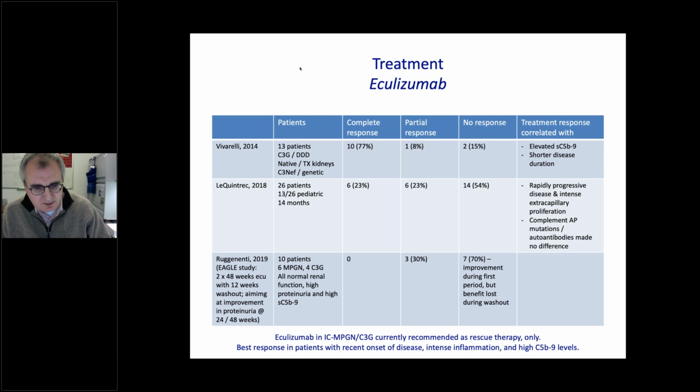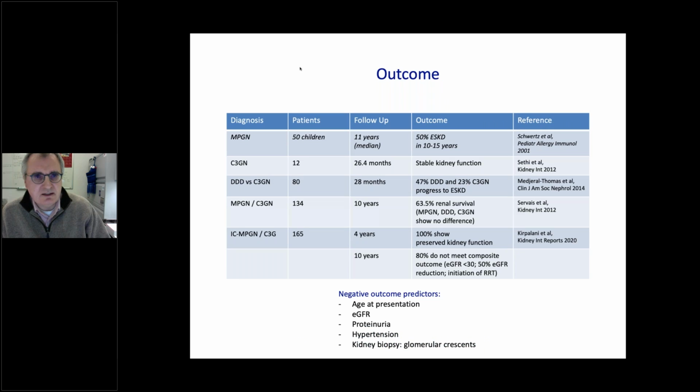eculizumab in C3G and IC-MPGN is currently only used as a rescue therapy and cannot be recommended as a first-line medication. And the best response seems to be found in patients with recent onset of disease and a strong inflammatory component, including high C5b9 levels.